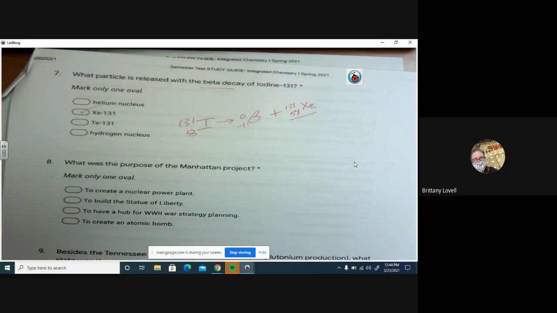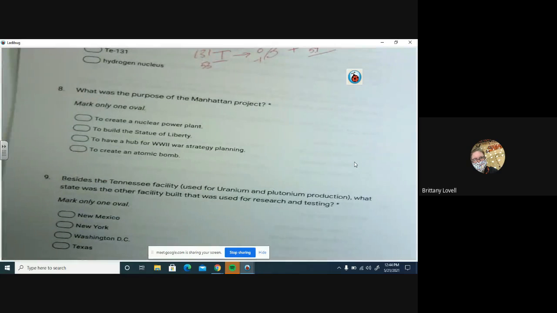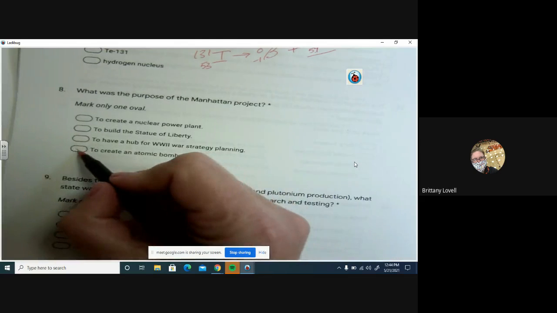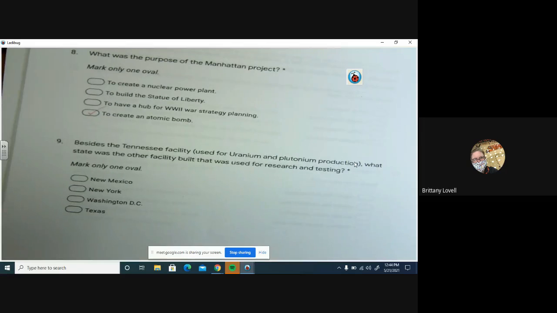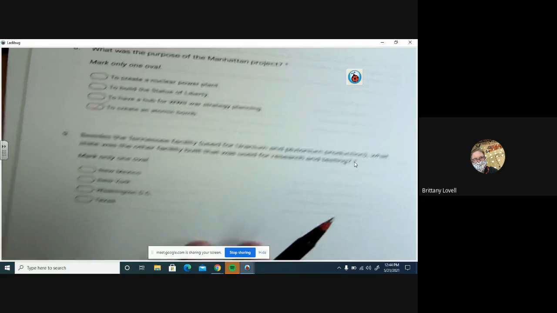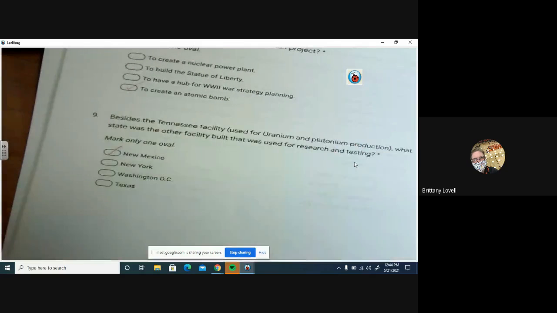Okay. Number 8, what's the purpose of the Manhattan Project? I think you guys were learning about this in world history. Also, the purpose of that project was to create an atomic bomb. Number 9, besides the Tennessee facility, which was used for fuel production, what state was the other facility used for research and testing? It was New Mexico, Los Alamos, New Mexico.